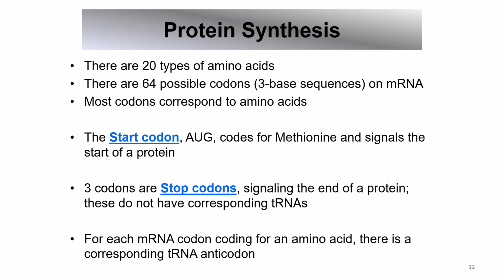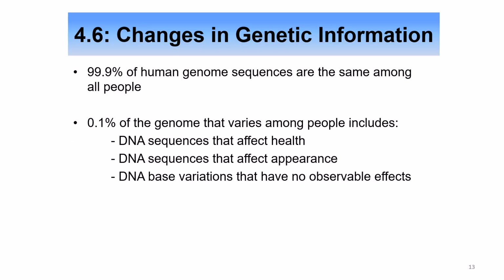There are 20 different types of amino acids, 64 possible codons, meaning that more than one codon translates to the same amino acid. Start codon is AUG, and then there are the stop codons, where we stop translating. In human DNA, we share 99.9% of DNA among humans, but the difference among people, well, that's going to change the way we look, affect our health, affect our appearance. And next, we'll talk a little bit about mutations.